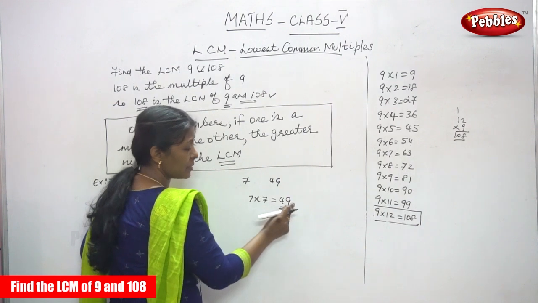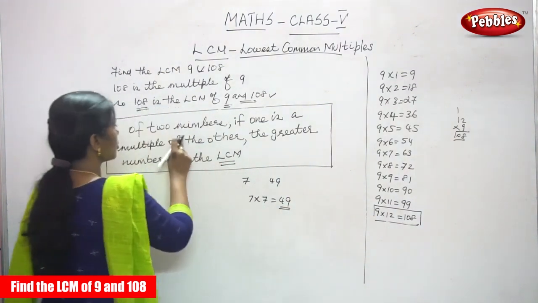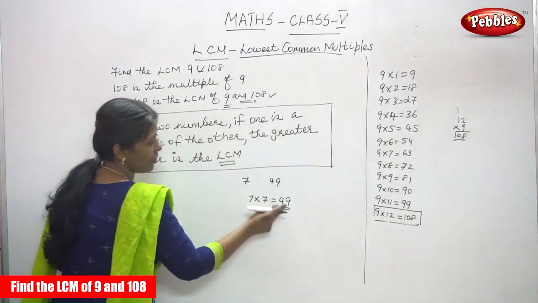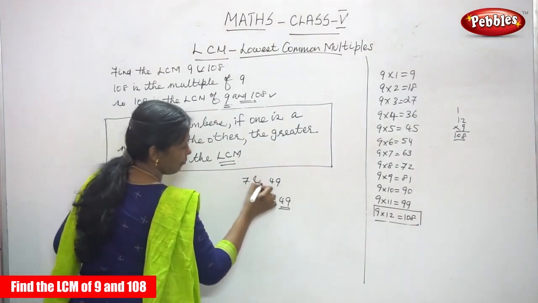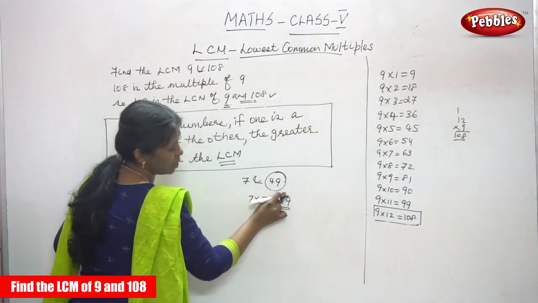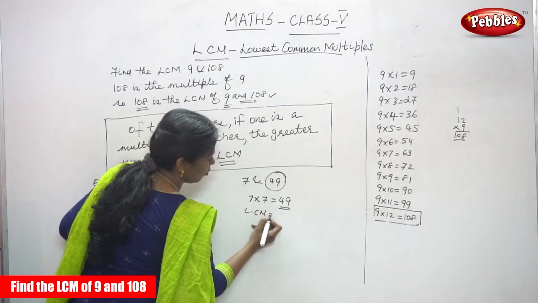So this is one number, this is another number. What is the rule of two numbers if one is a multiple of the other? So 49 is the multiple of 7. So of 7 and 49, the greater number 49 is the LCM of these two numbers. So 49 is the LCM.